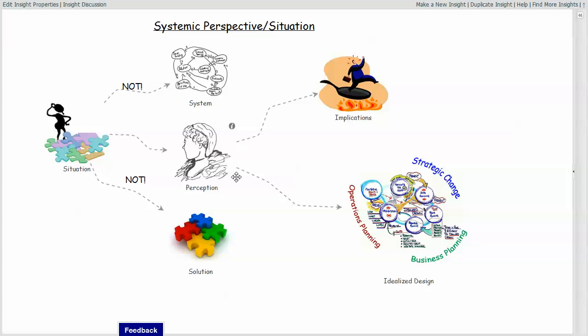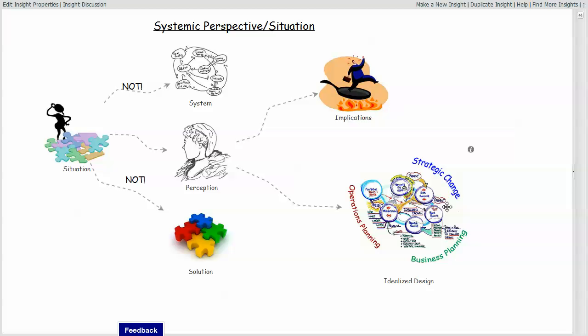Now, we don't stop there. What we also need to define is the implications of the current situation should we not do anything. Hopefully this gives us an impetus to actually take action and do something about the situation. But it is still not a definition of the system or the solution. It's simply based on my current understanding, my perception of the situation. If we choose not to do anything, this is what I perceive is going to evolve out of the situation.